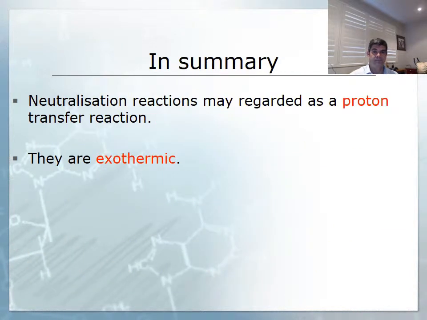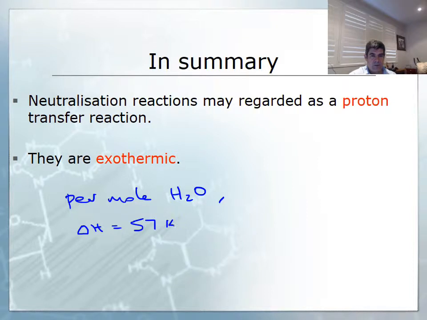So, to summarize this information, firstly, neutralization reactions may be regarded as proton transfer reactions. Neutralization reactions are exothermic, and for each mole of water molecules produced, the amount of energy, the delta H, is 57 kilojoules of energy which is released. Because it's an exothermic reaction, it will be minus 57 kilojoules per mole which is released.